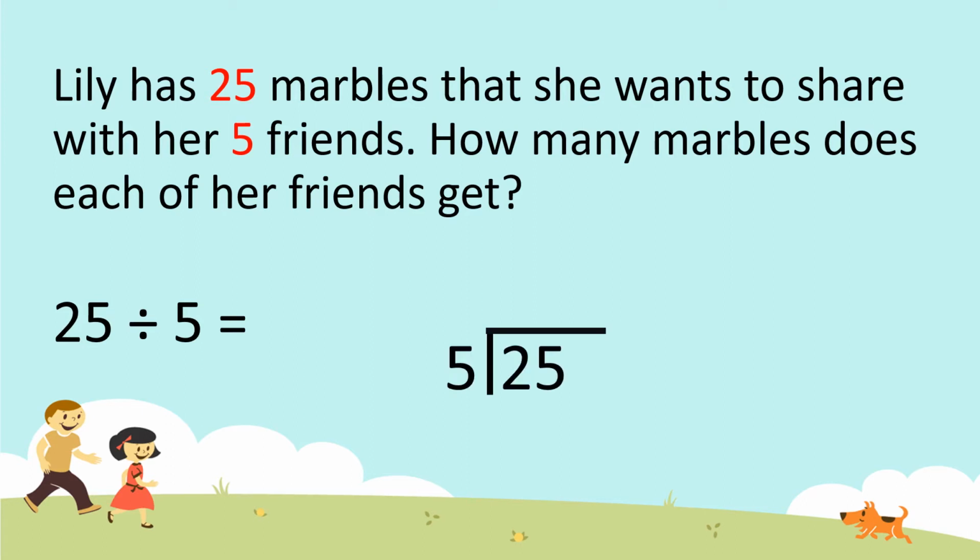To do it in bus stop method, we will have to write the question down like this. Then we see how many times 5 goes into 2. But 5 can't go into 2, so we put the 2 next to the 5. And that makes 25. So the question now is, how many times does 5 go into 25? 5 goes into 25 5 times. So we write a 5 on top of the 5 in 25. And there we have the answer. 25 divided by 5 is 5. So each of Lily's friends gets 5 marbles each.